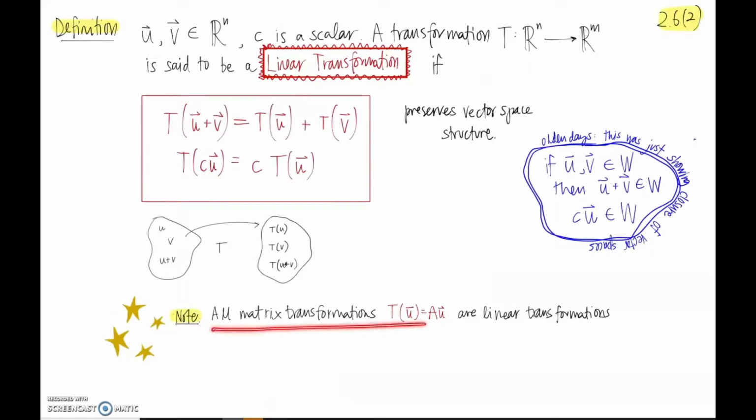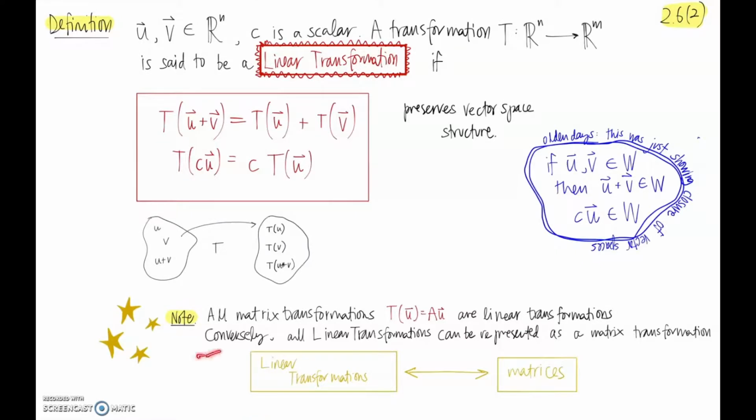So not only is it true that all matrix transformations are linear, but even more powerfully and conversely, all linear transformations can be represented as matrix transformations. So essentially, when you see a linear transformation, you can be assured that somewhere there's a matrix that represents it. And conversely, when you see a matrix, it's representing some sort of linear transformation. So these two classes of things are actually identical.